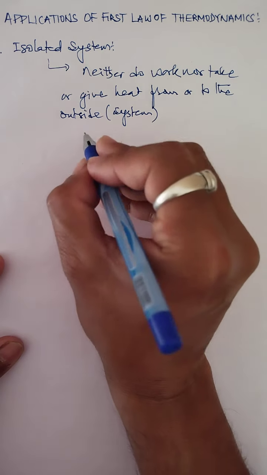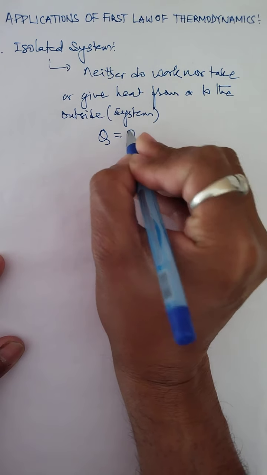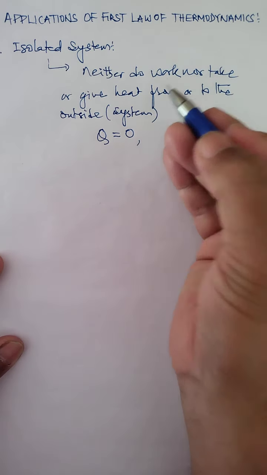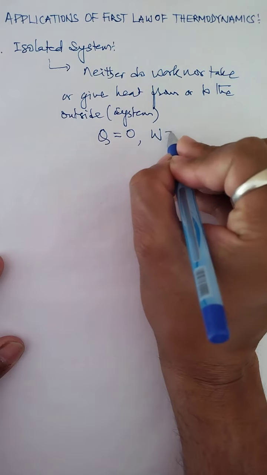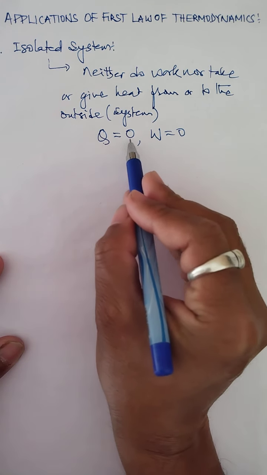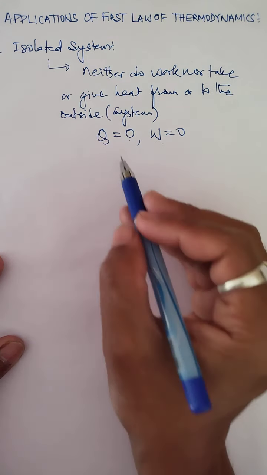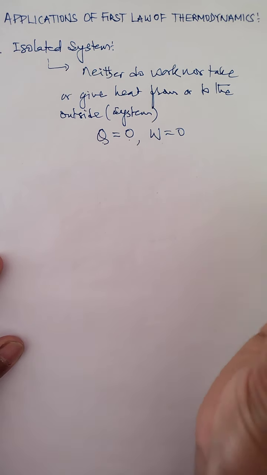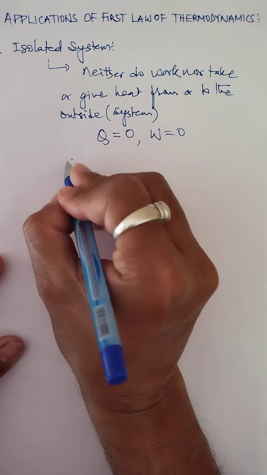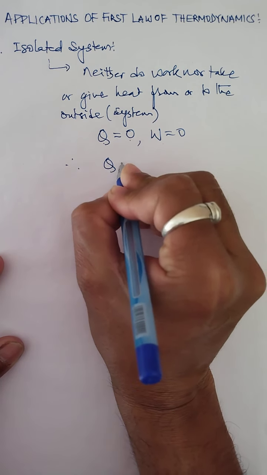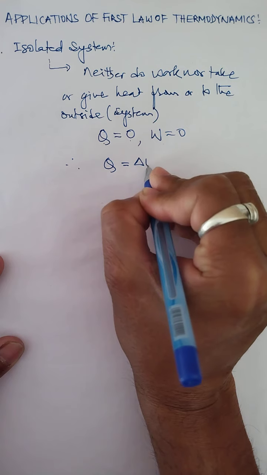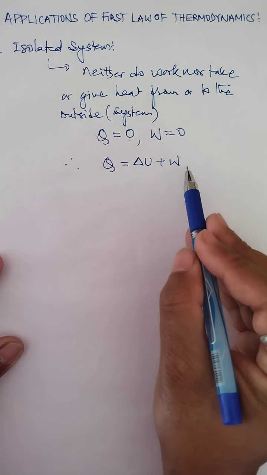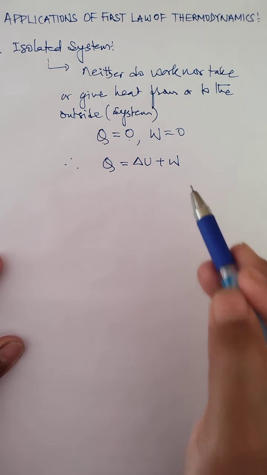Which means for an isolated system, there is no exchange of heat, so the total heat Q is 0, and even this system does not do any work, so work done W is also 0. So if Q is 0 and W is 0, then we can write the first law of thermodynamics for the isolated system. The first law of thermodynamics is given by the relation Q equals delta U plus W.